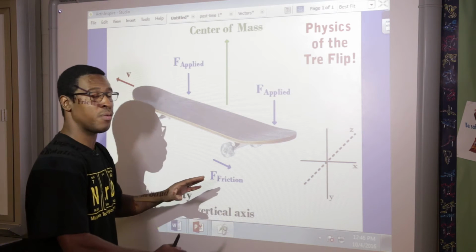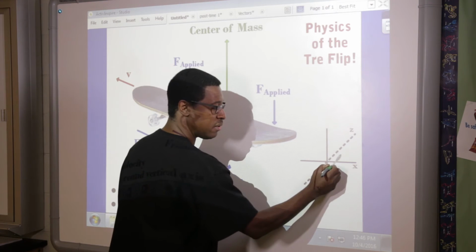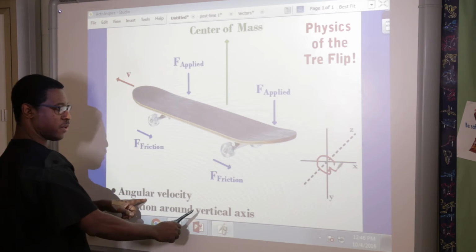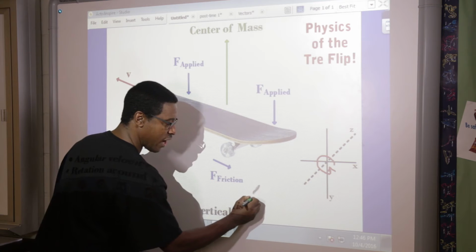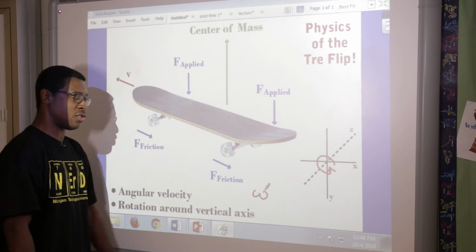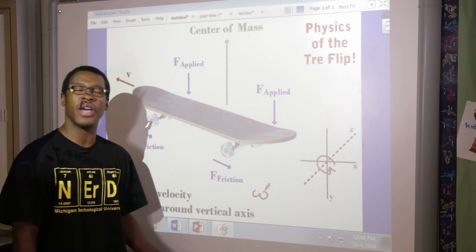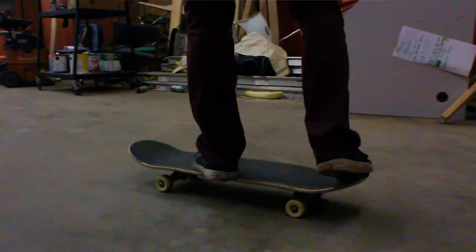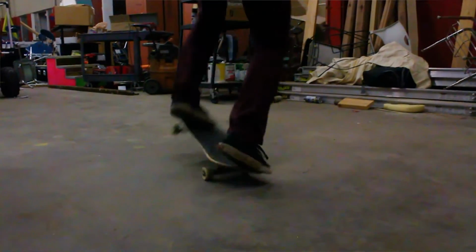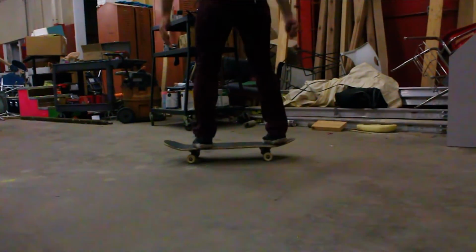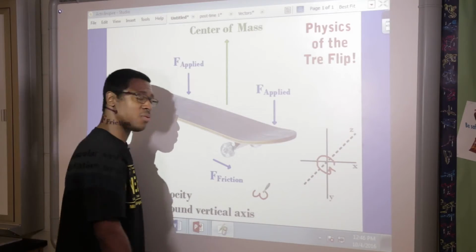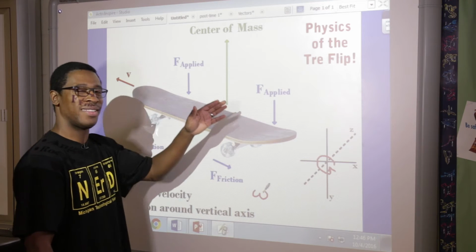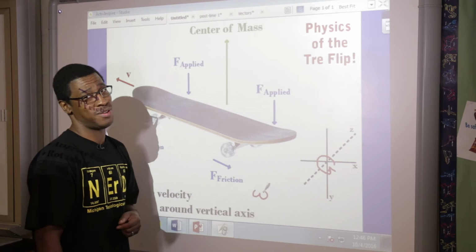what you're gonna do is you're gonna have rotation around that vertical axis. And when you have rotation around the vertical axis, that's actually your angular velocity. So you actually have to increase your angular velocity. So what happens is you apply the force down, but as you're applying it down, you slide and flip your foot, and it causes the board to give a spin. And it rotates right around that vertical axis. And so that's how we do the trick, the tray flip. Please, kids, don't try this at home.